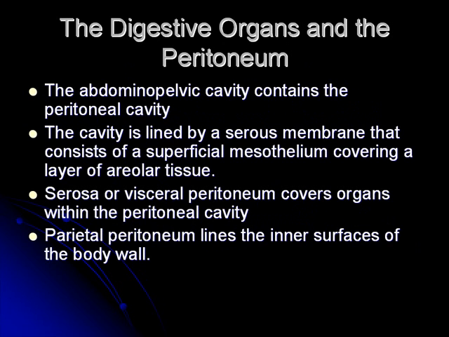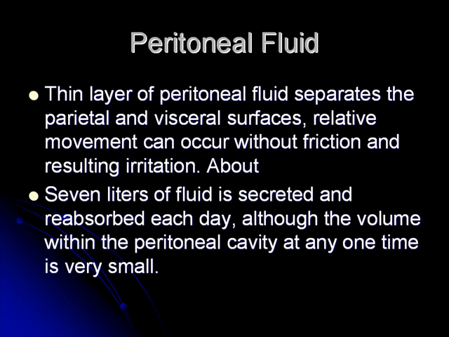The digestive organs are covered by a tissue layer referred to as the peritoneum and a cavity referred to as the peritoneal cavity. When we talk about the abdominopelvic cavity, this contains the peritoneal cavity. The cavity is basically lined with a serous membrane that consists of superficial mesothelial coverings and a layer of areolar tissue. Serosa or visceral peritoneum covers the organs within the peritoneal cavity. The parietal peritoneum lies on the inner surface of the body wall.